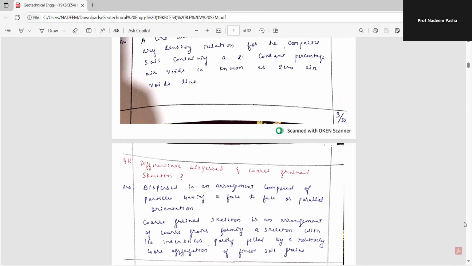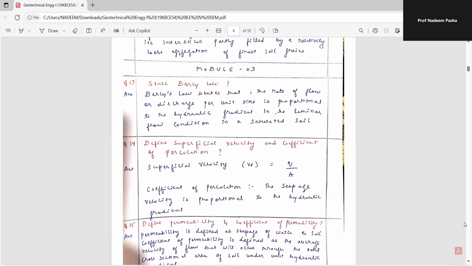So differentiate between dispersed and coarse grain skeleton structure. Dispersed is an arrangement composed of particles having face-to-face or parallel orientation. Whereas coarse grain skeleton is an arrangement of coarse grains forming a skeleton with its interstices partly filled by relatively loose aggregation of finer soil.